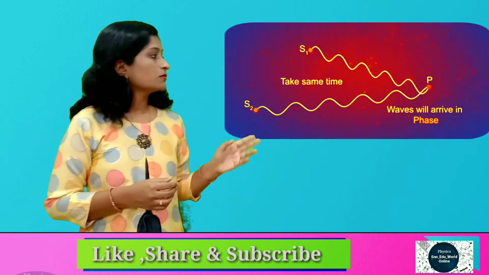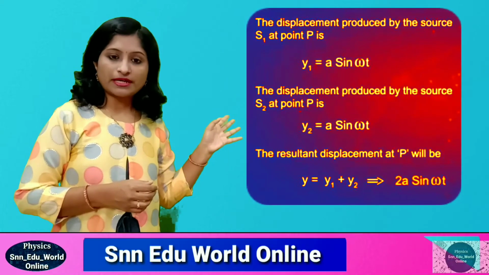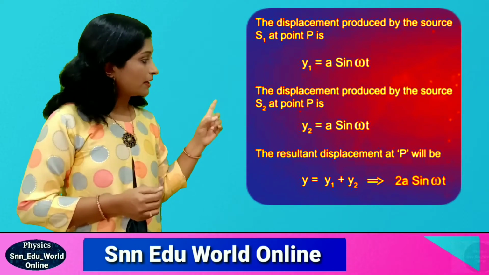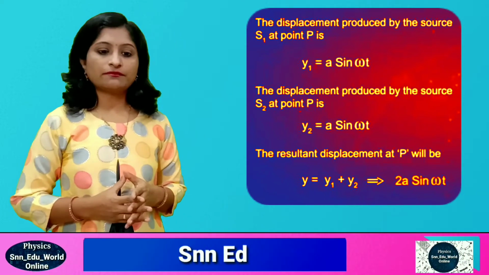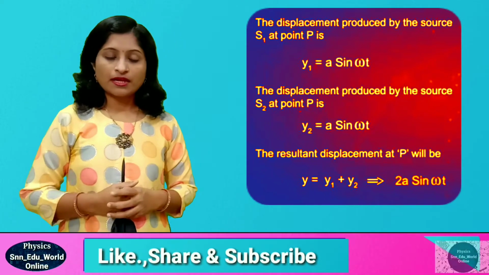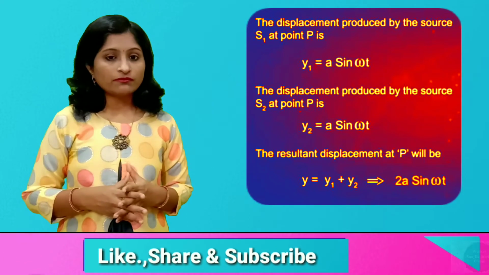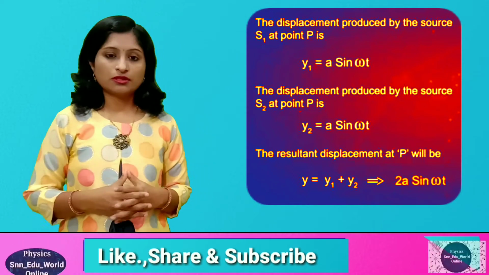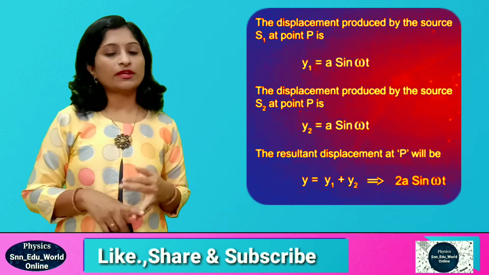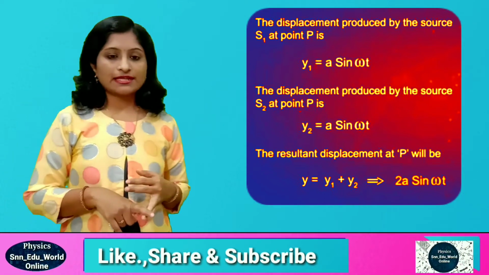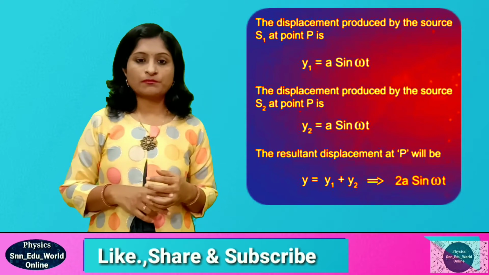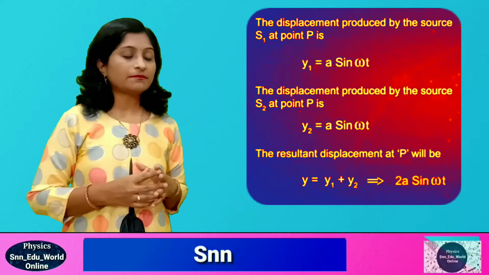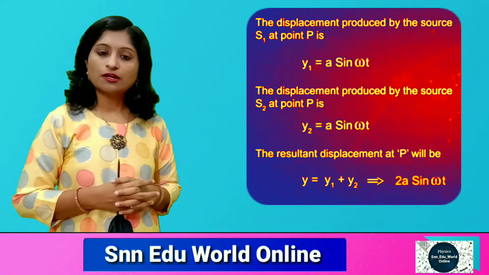Okay, so the displacement produced by the source S1, if we represent it as y1 at point P, then y1 can be represented according to the wave equation as a sin omega t. And the second source also emits the same wave, so the displacement y2 can be represented as a sin omega t. Both the waves are the same, so the amplitude is the same, and omega t remains the same. So y1 is a sin omega t, y2 is a sin omega t. So the resultant displacement when they meet at point P can be written as y equals y1 plus y2.